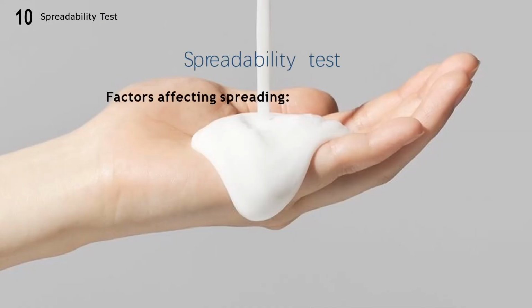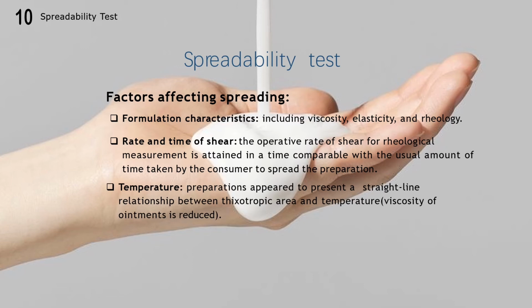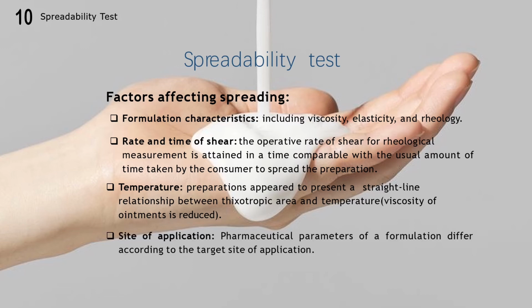Factors affecting separability. 1. Formulation characteristics, including viscosity, elasticity, and rheology. 2. Rate and time of shear. The operative rate of shear for rheological measurement is attained in a time comparable with the usual amount of time taken by the consumer to spread the preparation. 3. Temperature. Preparations appear to present a straight-line relationship between the isotropic area and temperature. Viscosity of ointment is reduced. 4. Site of application. Pharmaceutical parameters of the formulation differ according to the target site of application.